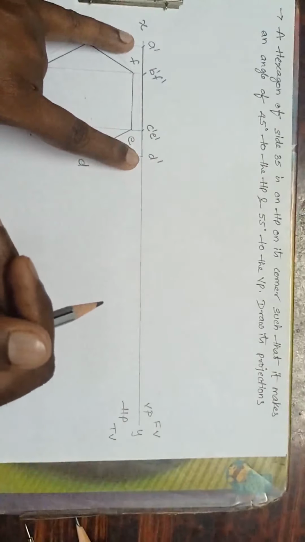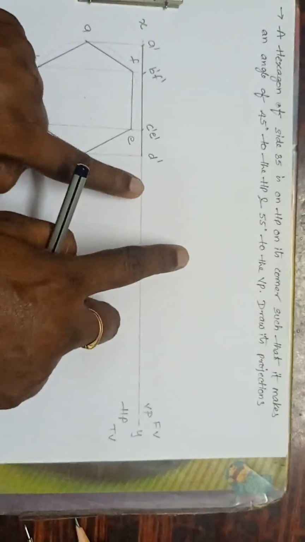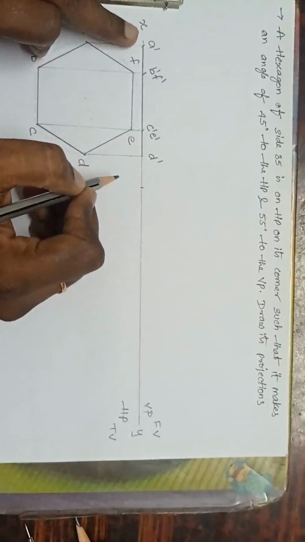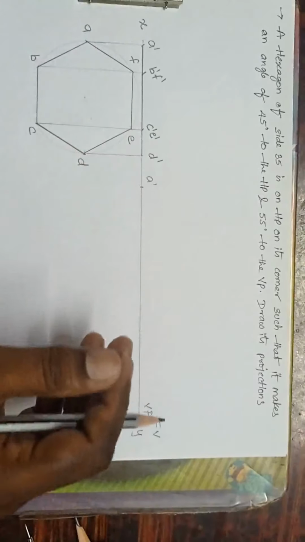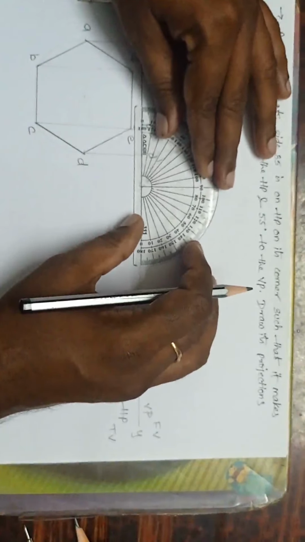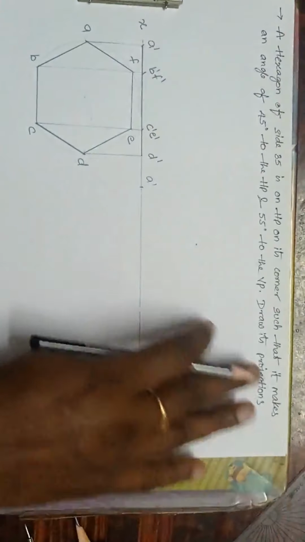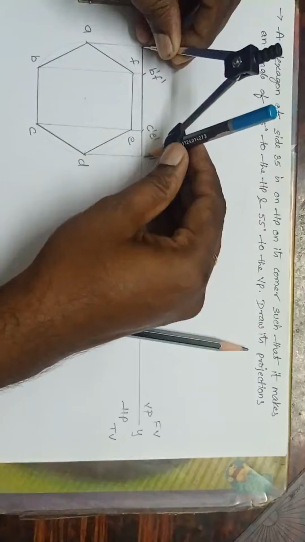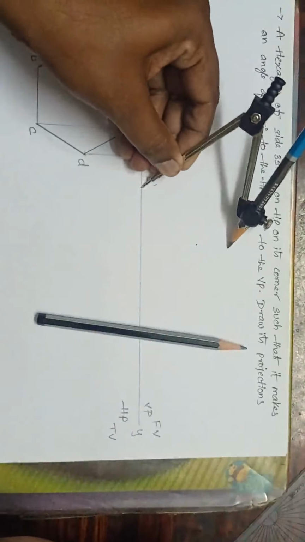Check this line A dash to D dash, the extreme length. I will make this line 45 degrees with the HP now. So mark any point, the left corner, which is A dash. I will first mark A dash here and take 45 degrees. See here, this is 45 degrees. Now take the radius A dash to D dash, and with A dash as center, draw the curve.